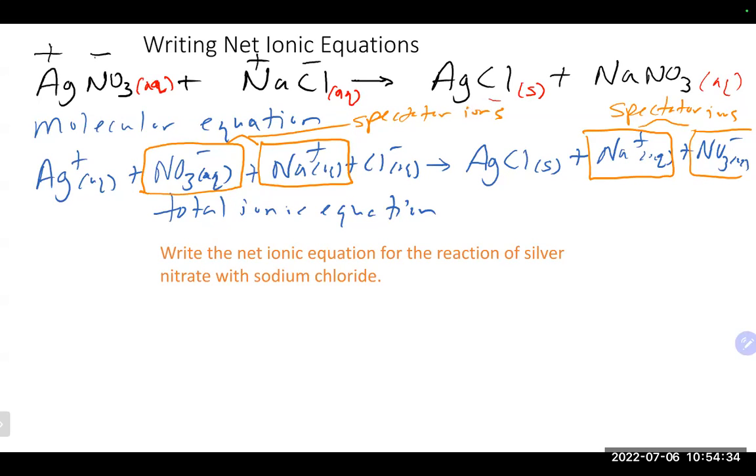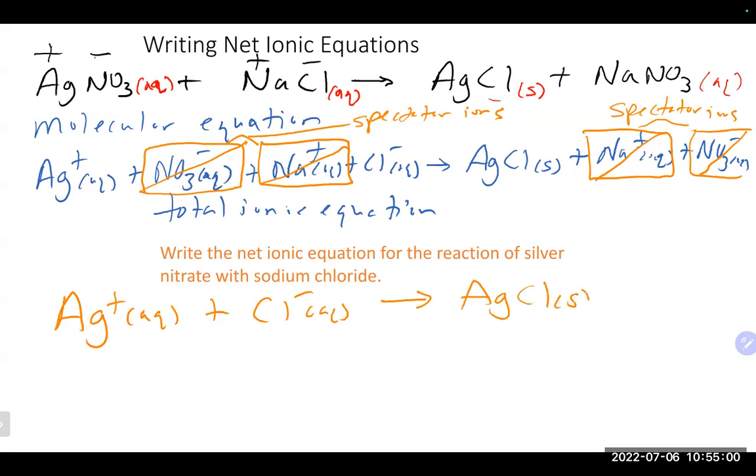So once again, we can get rid of our spectator ions, as they should completely cancel out. That is going to leave us our net ionic equation. What is really happening here is the silver ion that's coming from the silver nitrate is going to go find the chloride ion that's coming from the sodium chloride, and they're going to come together to make this white solid that you would get, which is the silver chloride. And this would be our net ionic equation. Any questions on that?